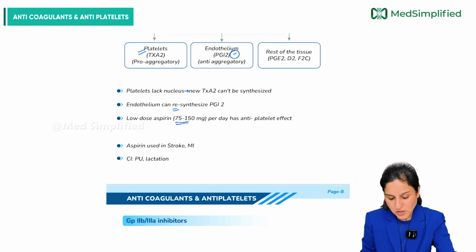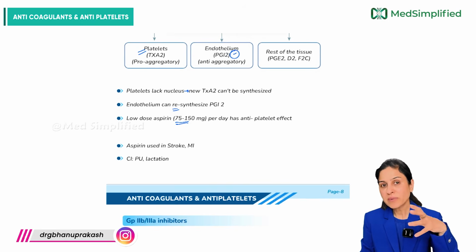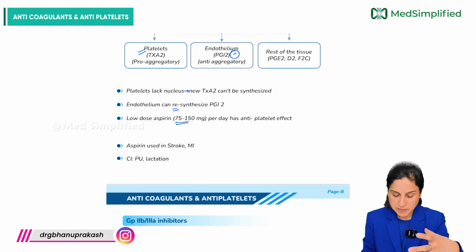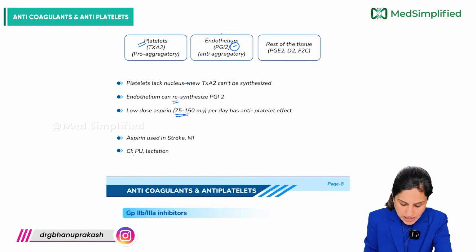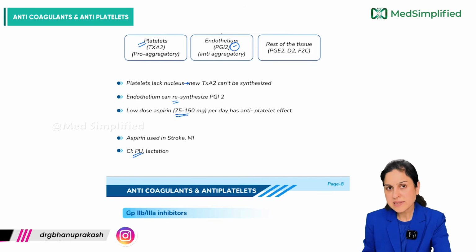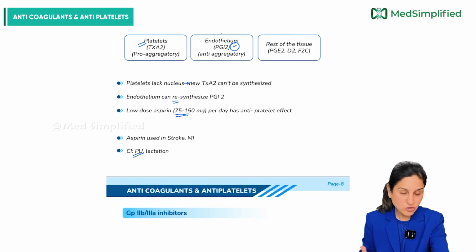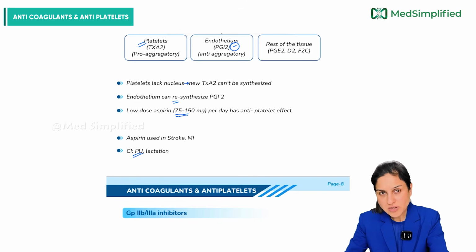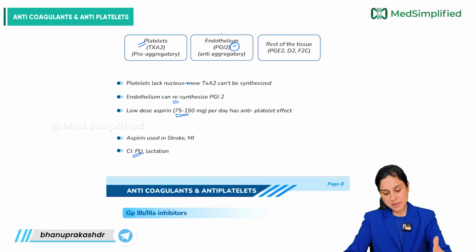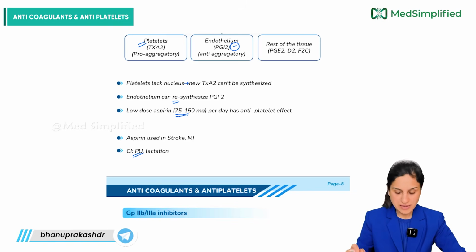Now, aspirin is used in stroke and myocardial infarctions, and currently we prefer to give another antiplatelet along with aspirin. But it's a very, very good drug to be used in these conditions. It is contraindicated if the patient has peptic ulcer and in lactation because it has a tendency to cause bleeding. So in patients who are at risk of peptic ulcer, we tend to avoid giving these drugs.